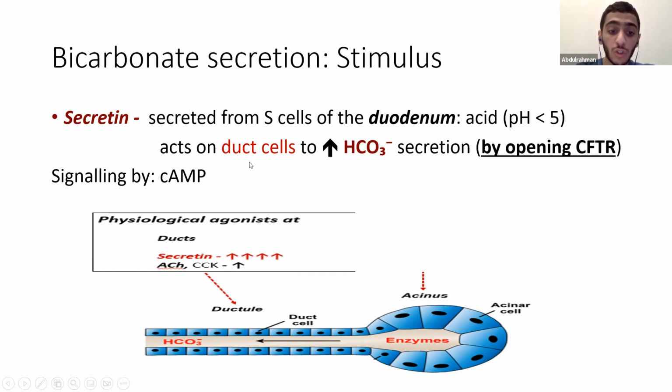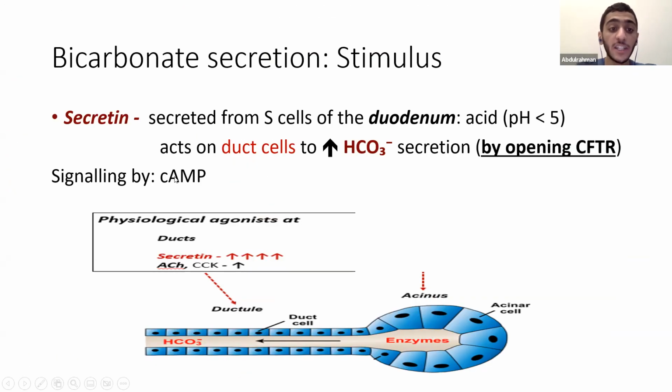Because which cells did we say were responsible for releasing the bicarbonate? We said the ducts are responsible for releasing and modifying the fluid. So the secretin is going to act on the duct cells in order to stimulate them to release bicarbonate. How does it do that? We're going to discuss it in a second, but just know it does it by opening a CFTR. What's a CFTR? It's a channel that's responsible for basically transporting ions, mainly chloride.